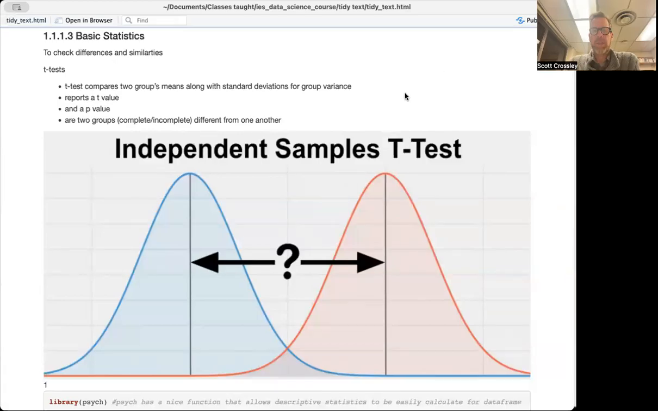Welcome back. This is kind of the last talk in the tidy text section of this module. I'm just going to go over really basic statistics for what to do with the numbers that you've collected. And the basic statistics that we're going to talk about here is a simple t-test, which is just used to check for differences and similarities.